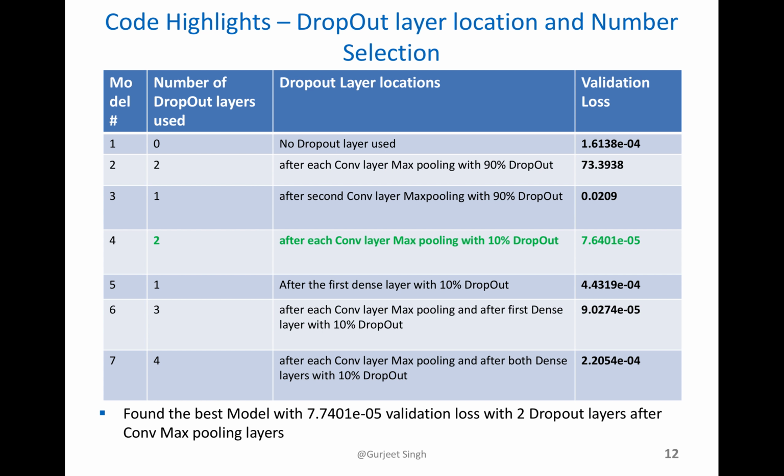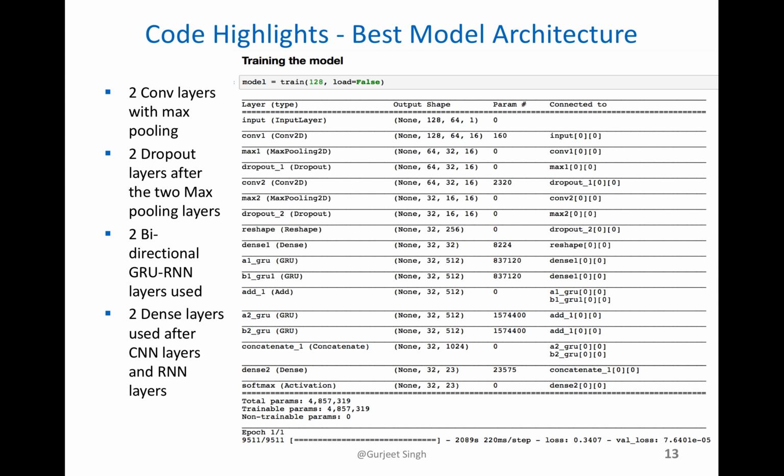So this is the best model I had, and this is my model architecture. We have an input here of 128 by 64. Then we have a convolution layer, then a max pooling layer, and then I have implemented a dropout layer, and then a second convolution layer, and then the max pooling layer again. So the image size has been reduced, and we have 16 features by 32 by 16 by 16, and then we have a second dropout.